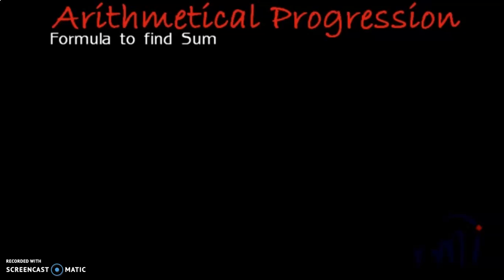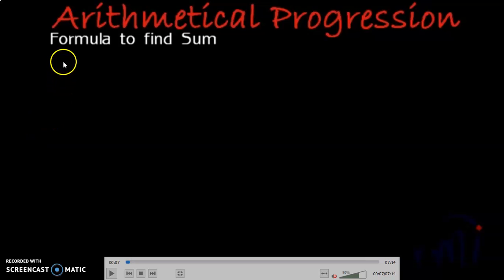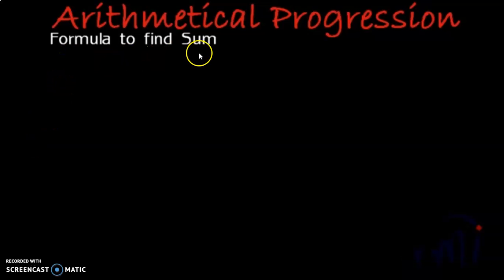Okay, so up until now we have been discussing arithmetic progression and how to find the nth term. That is, if an arithmetic progression has n terms, how do you find the last term or the nth term? So today we are going to look at how to find the formula to find the sum.